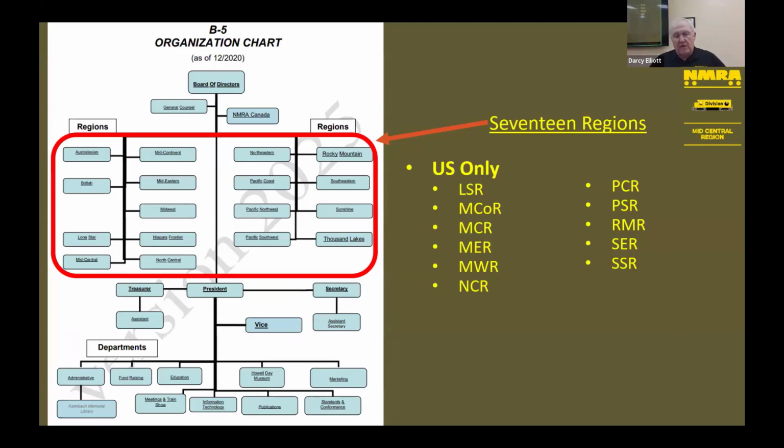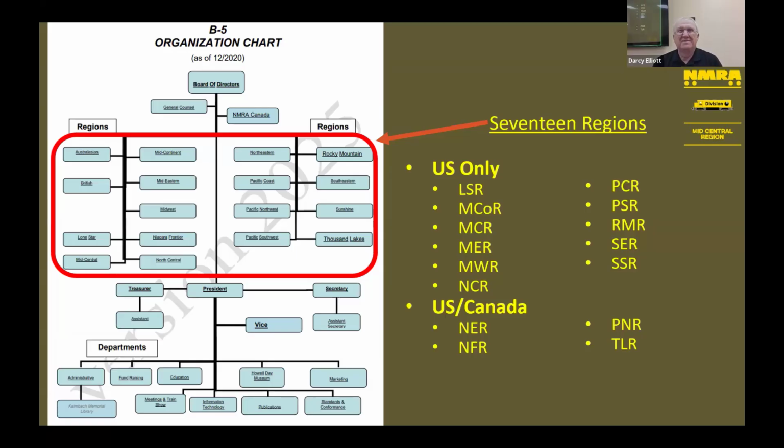Okay. So in the US, those are the ones, and you can read what they are there. And who are we? Mid-Central, absolutely. Those are the US/Canada. Wait a minute, US/Canada? Yes. The Northeast, Northern Niagara Frontier, Pacific Northwest, and the Thunder Lakes region are US and Canadian, both.